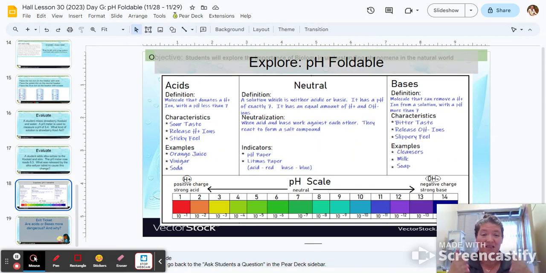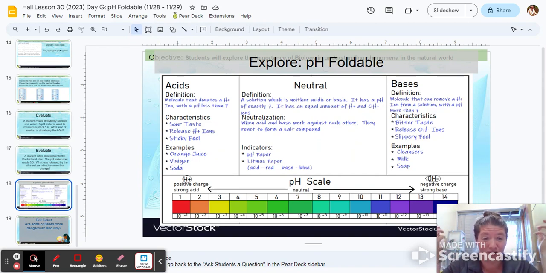7.0001 is a base. It has to be exactly 7 to be truly neutral. Now, in practice, as long as it's pretty close to 7, we consider it neutral. But to be exact, it's when it's exactly there at 7. And that means it has the exact same equal amount of H plus and OH minus.